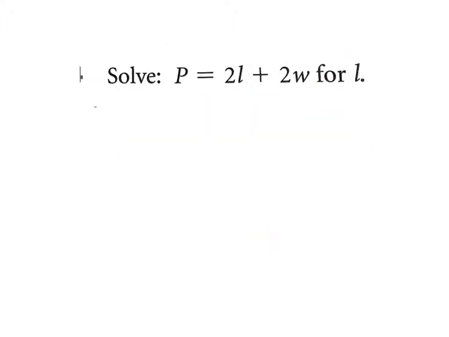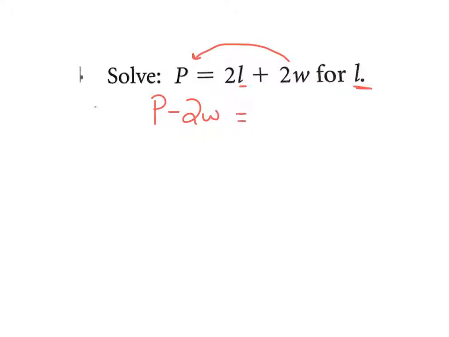The last couple of problems are going to give you formulas and have you solve for just one of the variables in the formula. This is the perimeter of a rectangle formula. Maybe you remember that from geometry. We're going to try to solve for L, which means I'm going to try to get this L right here isolated by itself. So the first step, I'm going to move the 2w to the other side.